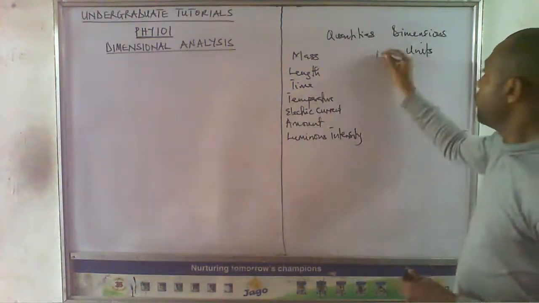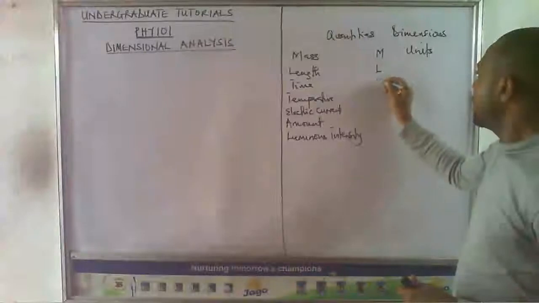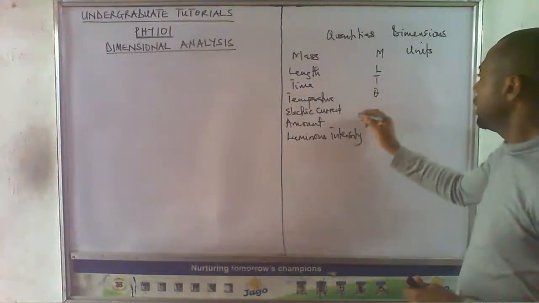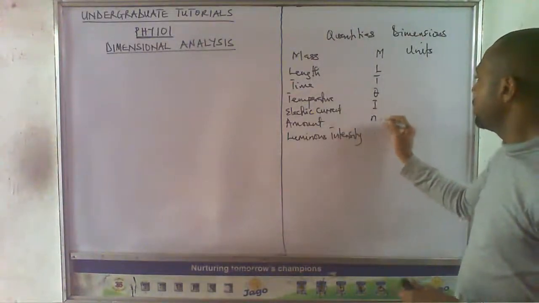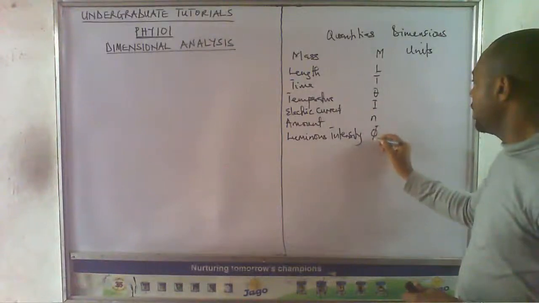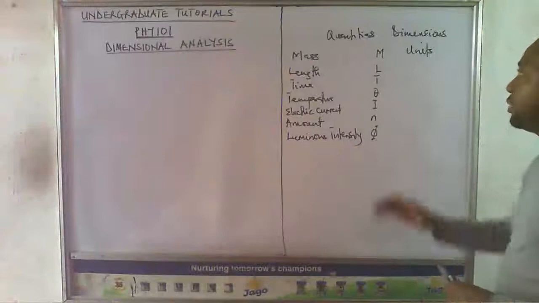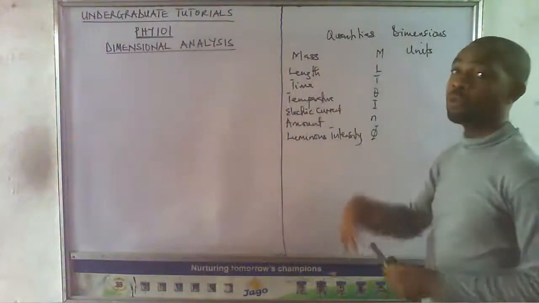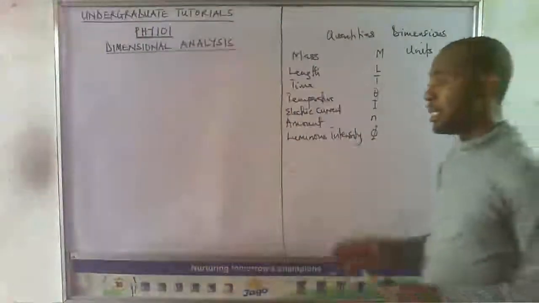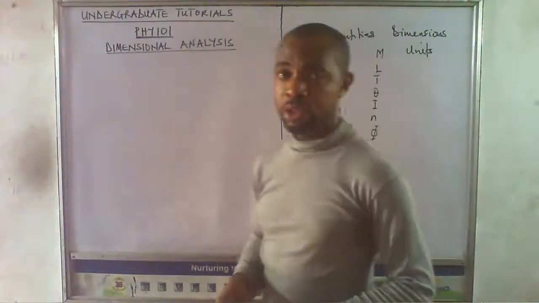The dimension of mass is M, length is L, time is T, temperature is theta, electric current is I, amount of substance is N, and luminous intensity is J. We use these, so these are their dimensions. And using these dimensions of the fundamental quantities, we can now obtain the dimensions of the derived quantities.